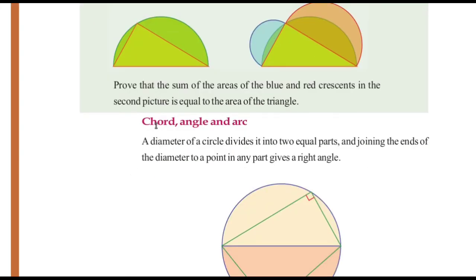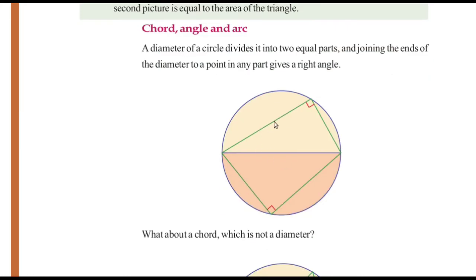Now the next section of the chapter, that is chord, angle and arc. Here you can see a figure. What is the specialty of this figure? See, this blue color line is the diameter of the circle, and if we join the ends of the diameter to a point on the circle, we get a right angle.